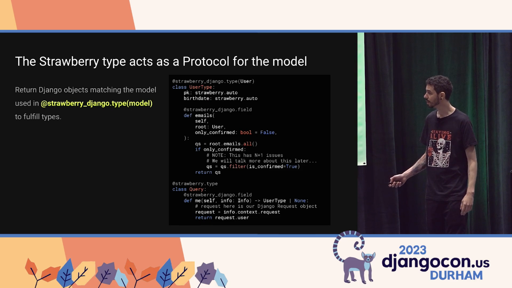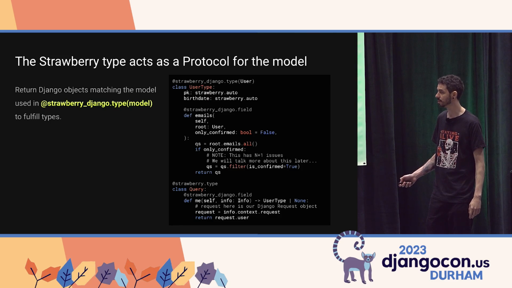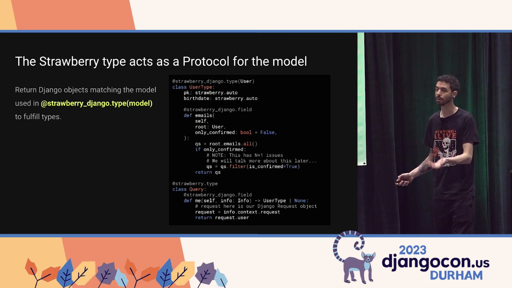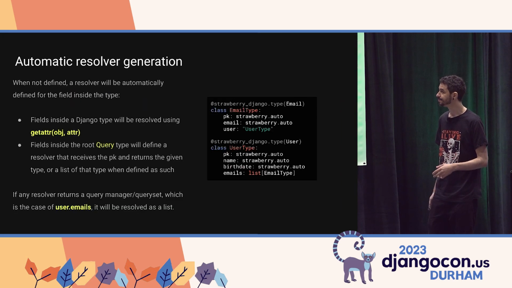The same goes here. So if you say that you are returning a user type, you should be returning a user type. But in this case, because the user type is decorated with the Strawberry Django.type user, you are saying that you can actually return a user and it will know how to resolve it.